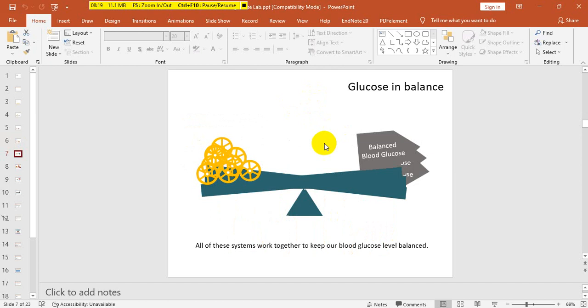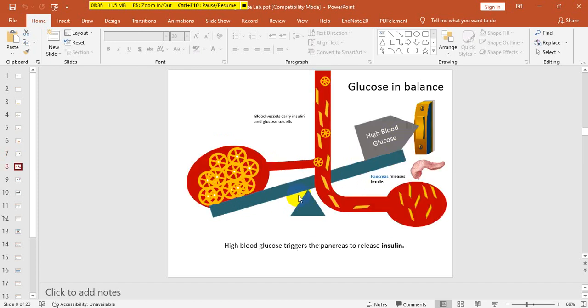So let's look at this diagram. All of these systems work together to keep our blood glucose level balanced. So this is a balanced glucose level. You can see a lot of glucose here and balanced blood glucose. The glucose level of the blood is balanced. You can see the seashore.